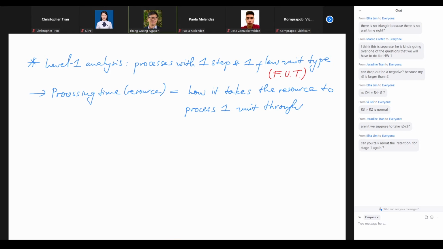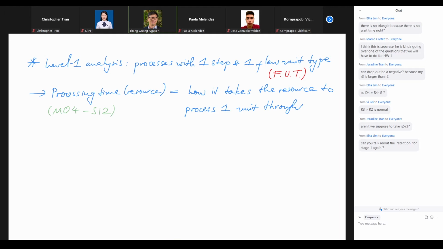So let me give you one quick example about it. It's in the slide, so let me read that for you. If you look at module 4, slide 12: cardiac surgery takes 4 hours per patient. It means that the doctor will take 4 hours to treat a patient through, right? That's a processing time for the doctor. The doctor is a resource in this process, and it takes the doctor 4 hours to process one patient through, or treat one patient through, right?